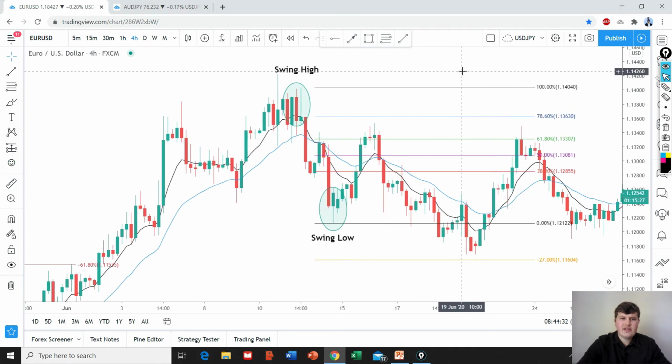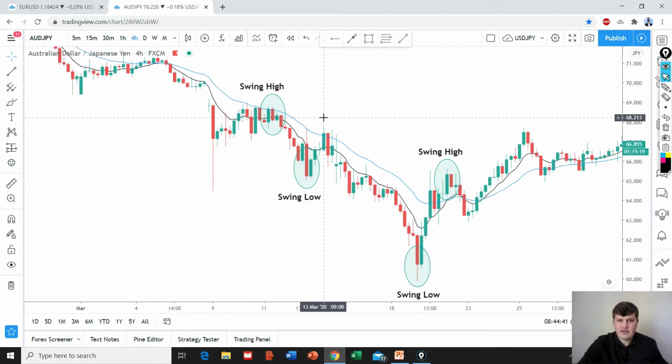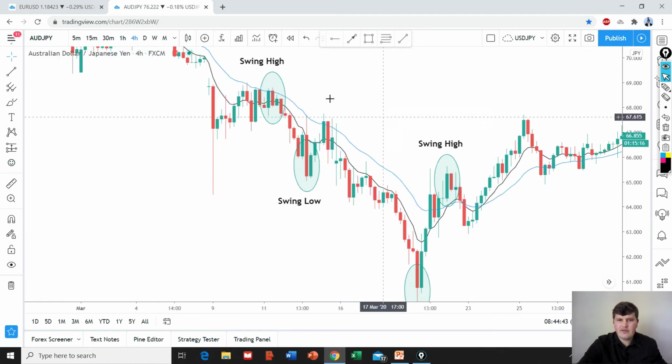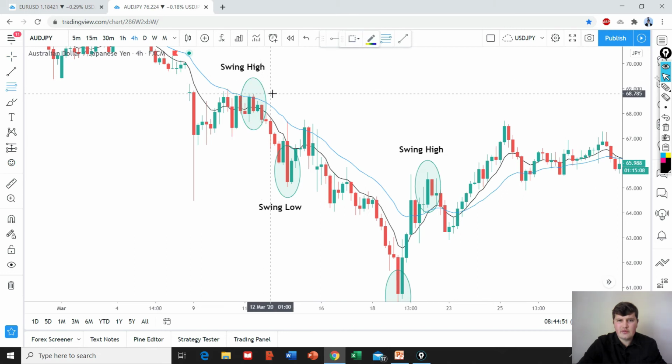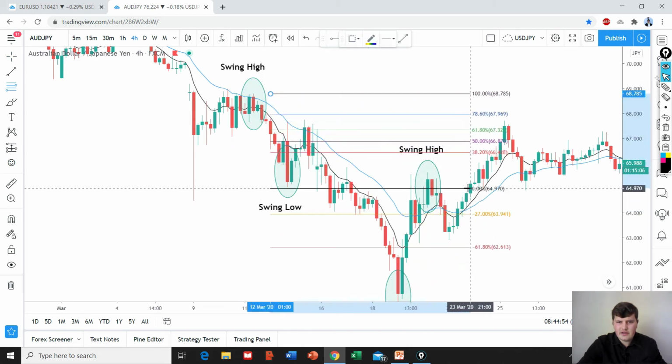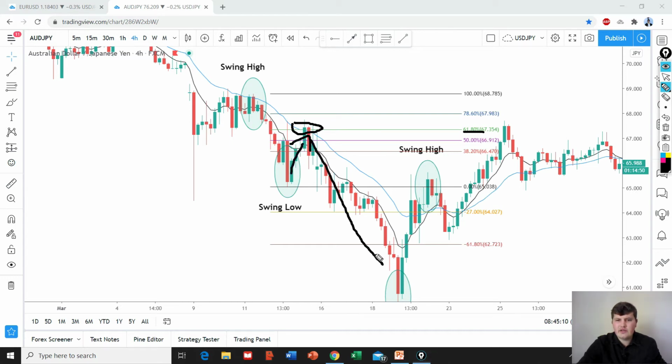And just to give you guys two more examples, I'm gonna jump on the Australian dollar Japanese yen chart, and as you can see, indicating the swing high and swing low levels again for you guys, just to simplify it a bit. Drawing the Fibonacci tool from the swing high all the way to the swing low point over here, and you'll see that price reacted at this 61.8% Fibonacci level on this retracement wave, and it just continued lower.